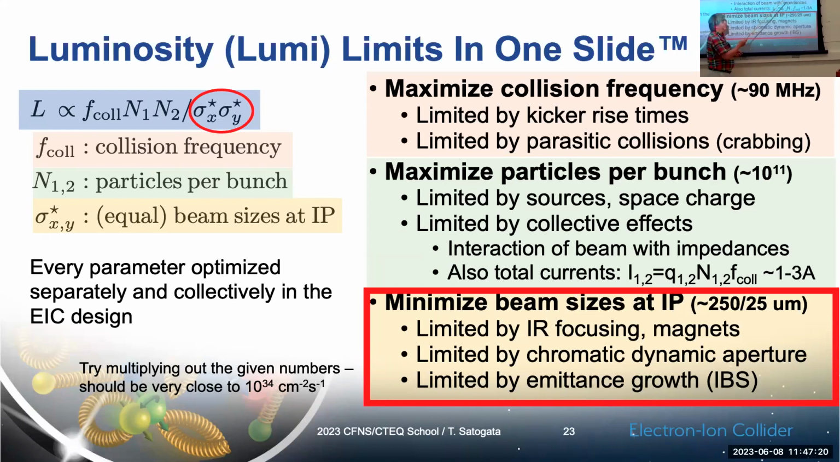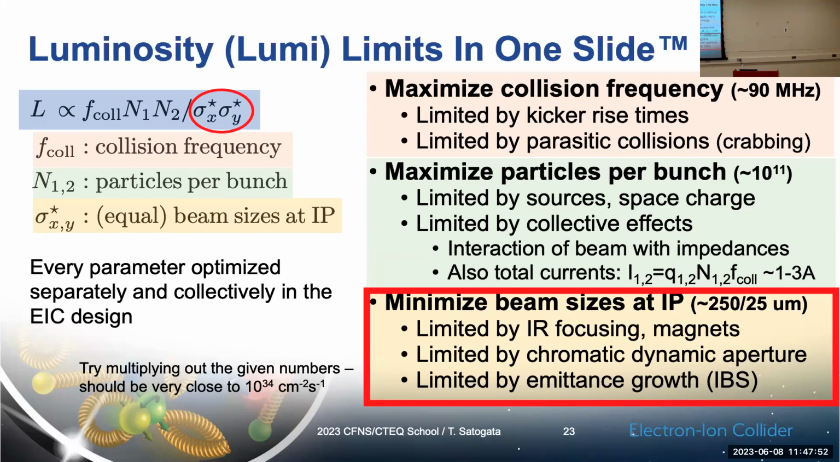This slide, it's really a useful exercise. These are the numbers we can get in RHIC, right? About 90 megahertz collision rates, number of bunches, revolution frequency. These are the number of particles per bunch we can get, or total average currents. And these are roughly the beam sizes that we can get. You can take all of those numbers and just plug them into this naively, and you'll get about 10^34. It really is kind of optimized in all of these different dimensions.